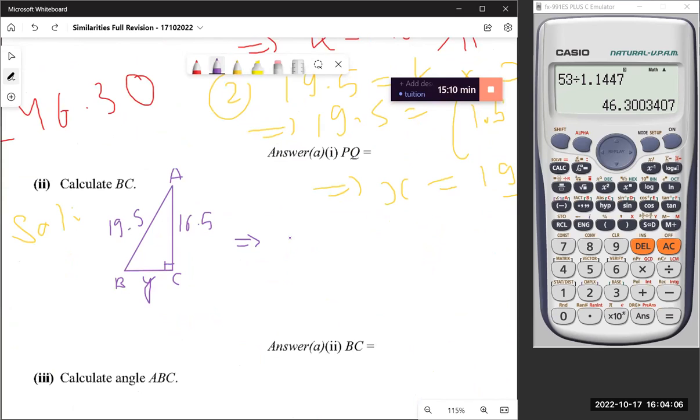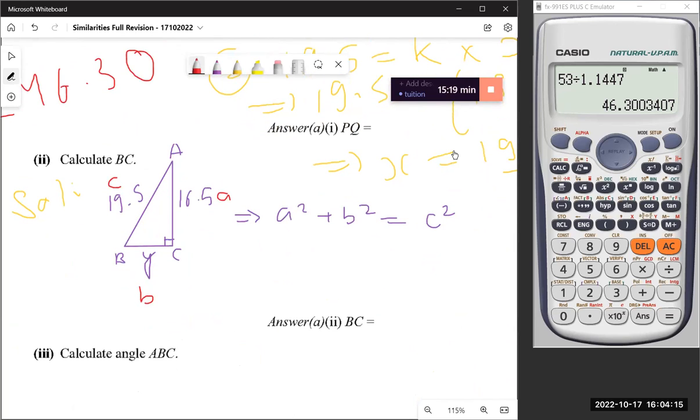So A square plus B square is equal to C square. Okay, sir, I'll do it. This is ABC. Now the rest of you, work with me on the second question.